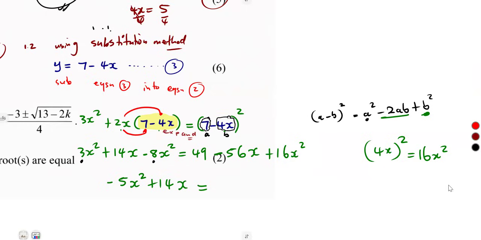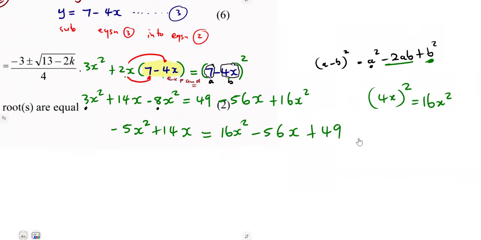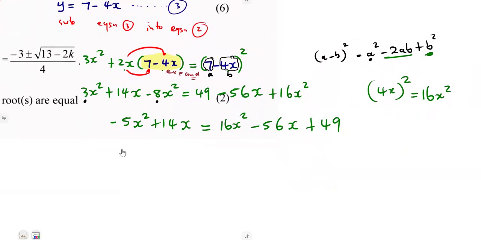You can even start by this 16x squared minus 56x. All right, plus what? Plus 49. Just our quadratic equation concept. So this is where we are. And we can see that this is a quadratic equation that we have.